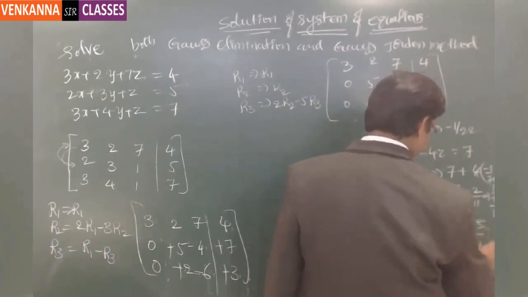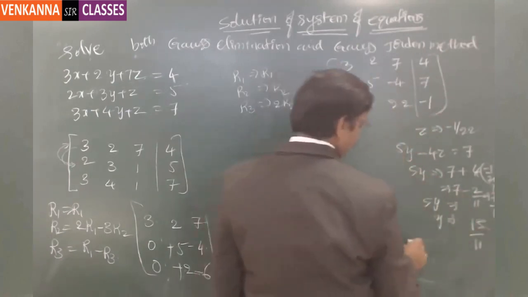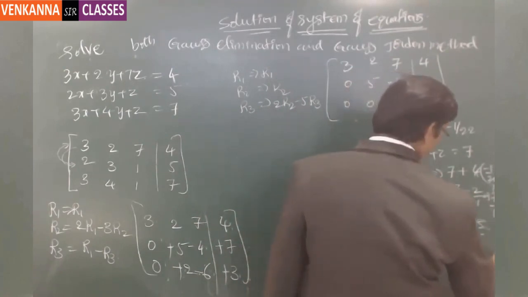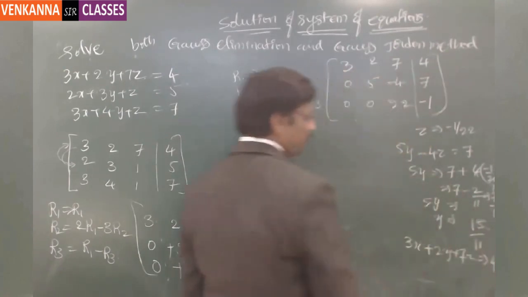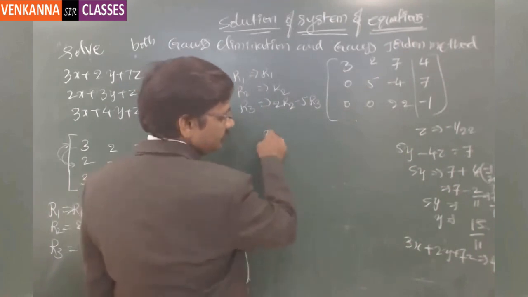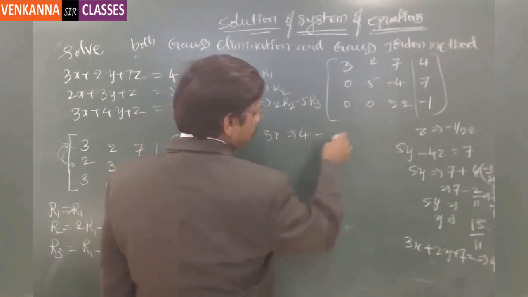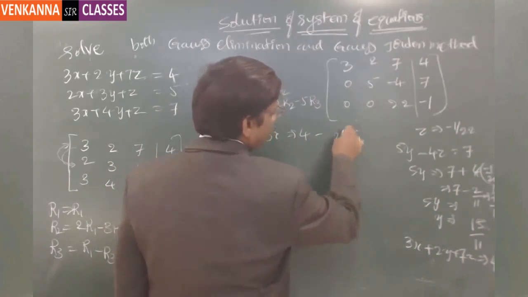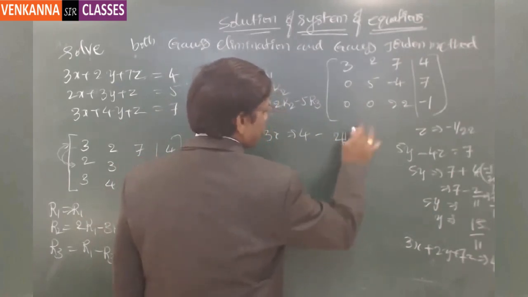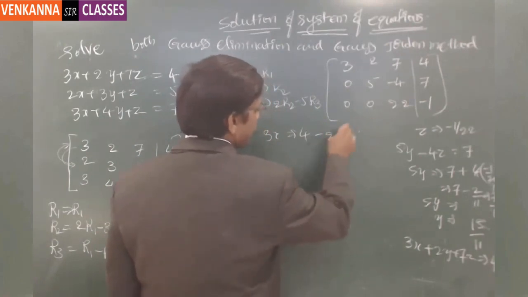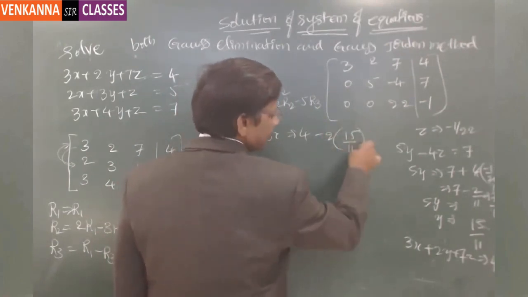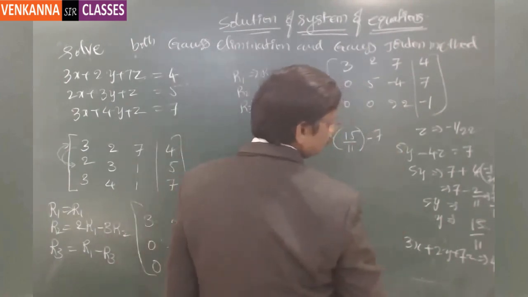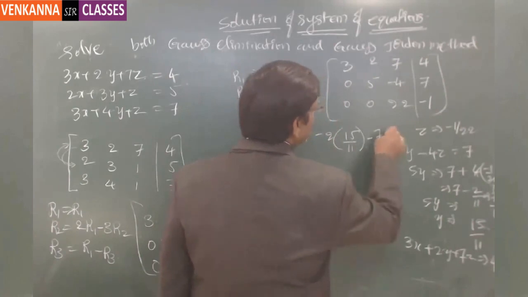15 by 11. And similarly, 3x plus 2y plus 7z equal to 4. Now we can substitute here and we can calculate the value of x. So this is 3x equal to 4 minus 2 times of 15 by 11, minus 7 times of z value, which is minus 1 by 22.